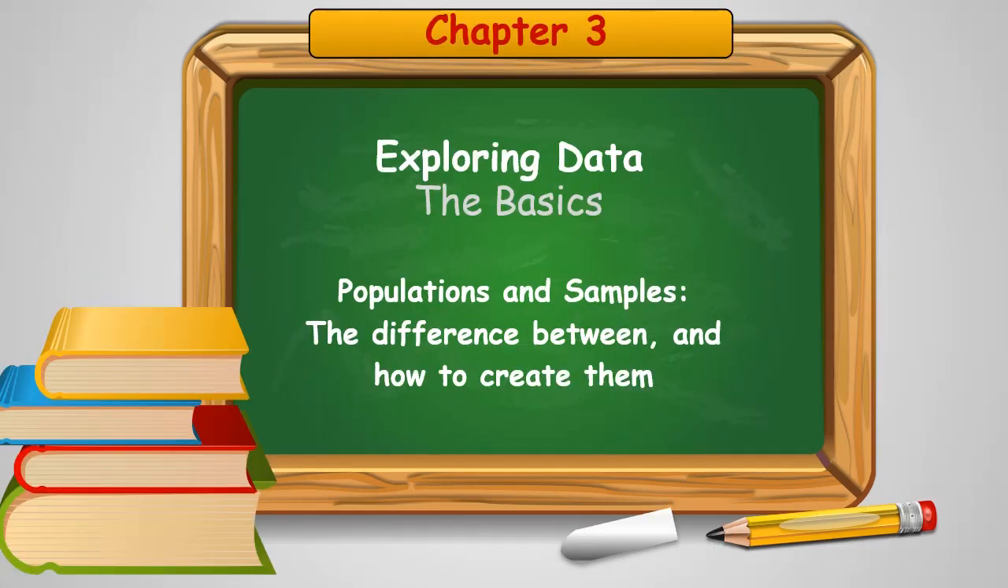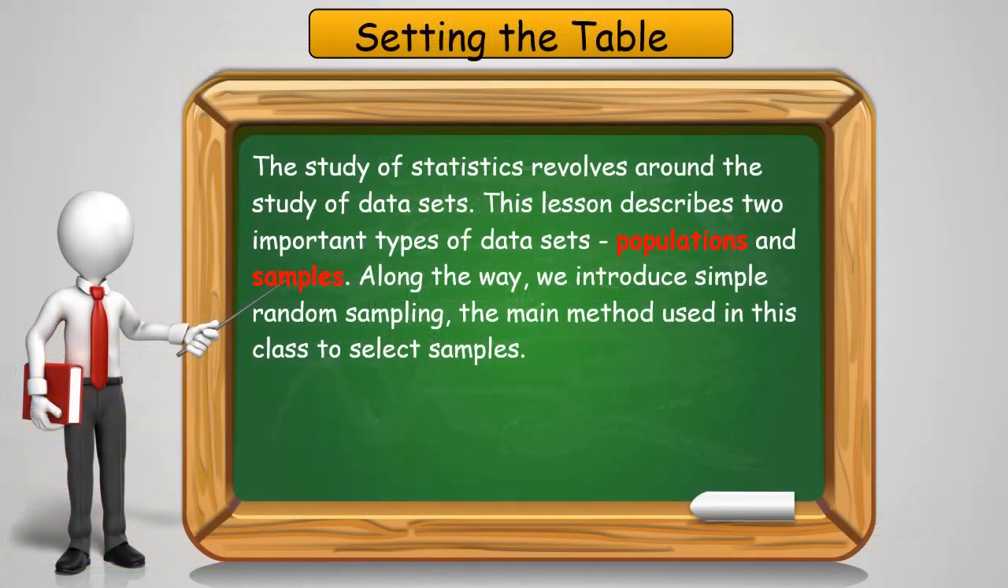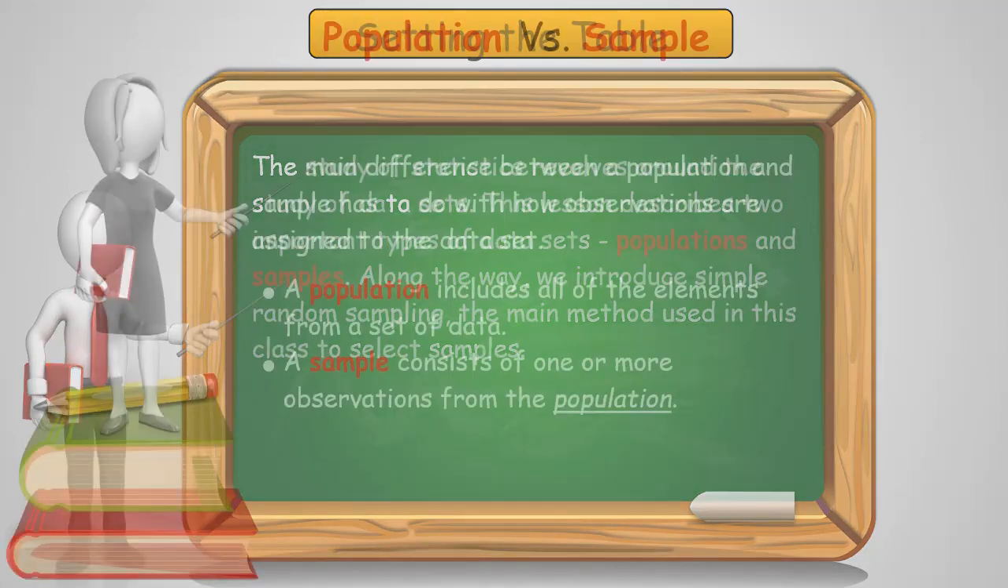In this chapter, we're going to be looking at the difference between a population and a sample, and how to create them. Statistics is a study of data, and data is within data sets. There are going to be two distinct types of data sets, a population and a sample. And we're going to introduce a few different methods of sampling as part of this chapter.